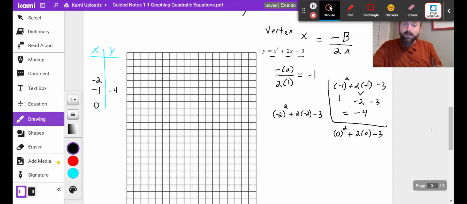All right, guys. So I'm going to plug in -2. -2 times itself would be 4. And then 2 times -2 is -4, not 2. And then -3. So 4 minus 4 is 0. Minus 3 is -3. Now I have 0 squared is 0, plus 2 times 0, which is 0, and I have -3. Hey, wait a second here.